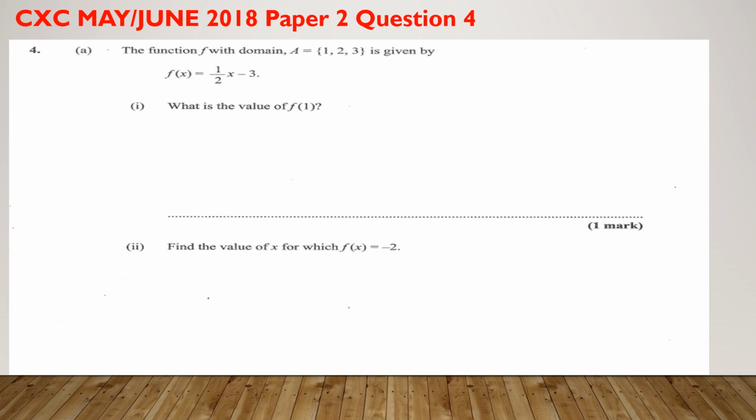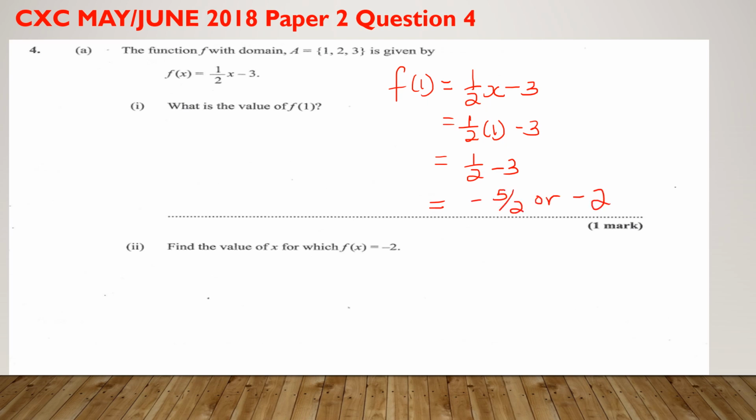First, part A, it says here, the function f with domain A equals {1, 2, 3} is given by f of x is a half x minus 3. What is the value of f of 1? So let's substitute that. f of 1 is equal to a half x minus 3. So let's substitute: a half times 1 minus 3. That's going to give us a half minus 3. When we calculate that, we're going to get negative 5 over 2, or negative 2.5.